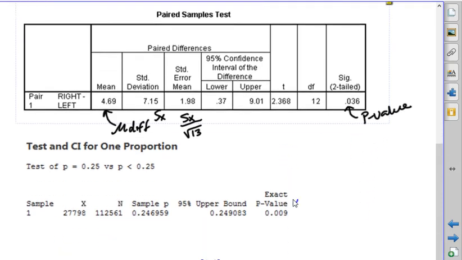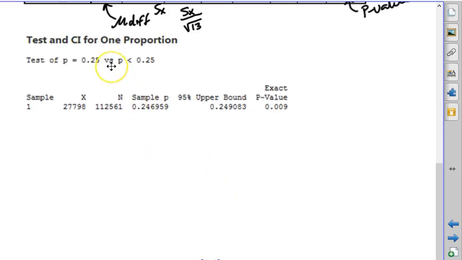Then we have one more. This is a test and a confidence interval for one proportion. I've done all means so far, so I wanted to look at a proportion one. So in this proportion here, we have a hypothesis test and a confidence interval. So this has p is 0.25, p is less than 0.25. This is our x and n. So p hat would be 27798 divided by 112561. Very large sample, a sample of 112,561. So that is equal to our sample p.